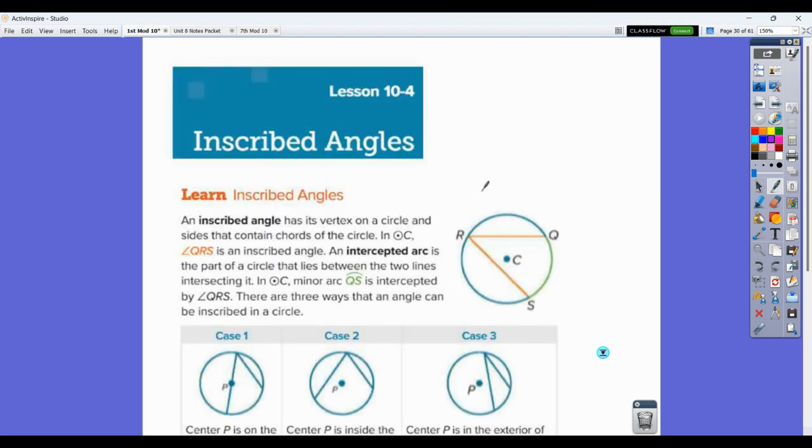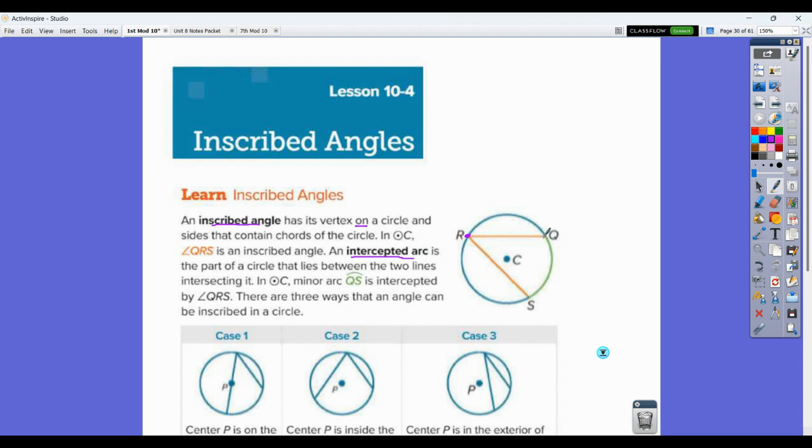So an inscribed angle has its vertex on a circle. The vertex right here is on the circle, and therefore angle QRS is an inscribed angle. It also says its sides contain chords of the circle. So the sides of the angle are going to become chords of the circle. In circle C, we have an inscribed angle here and an intercepted arc. So we have the inscribed angle, and then we have the intercepted arc.